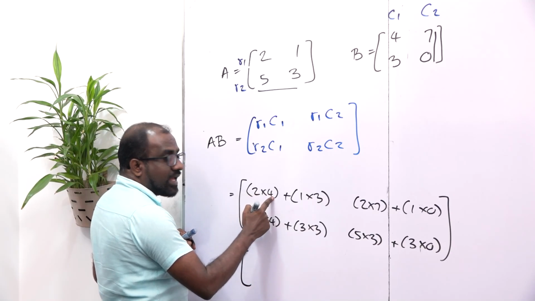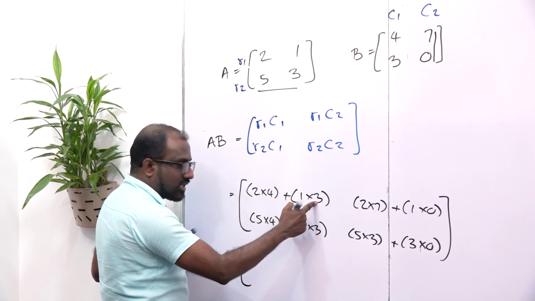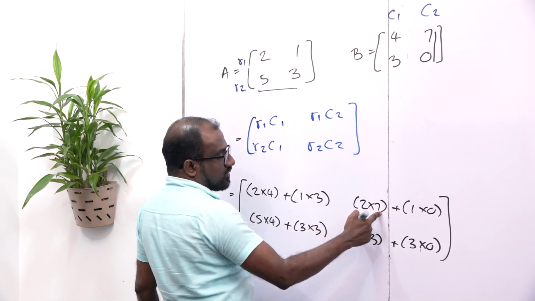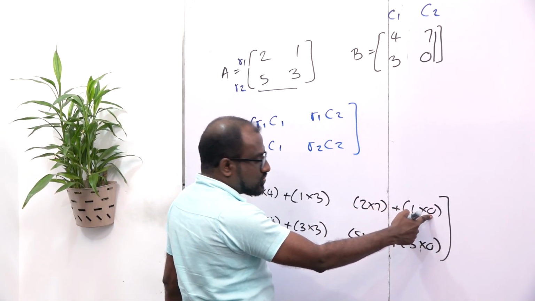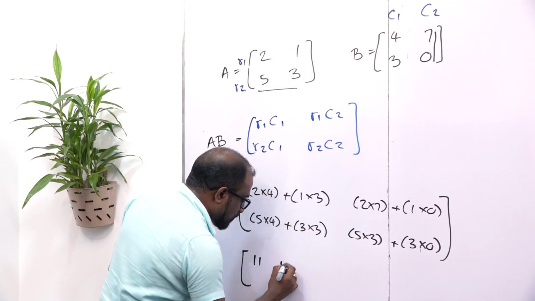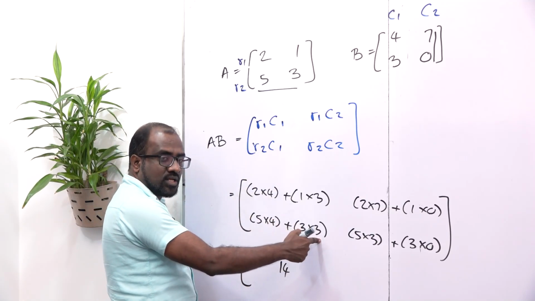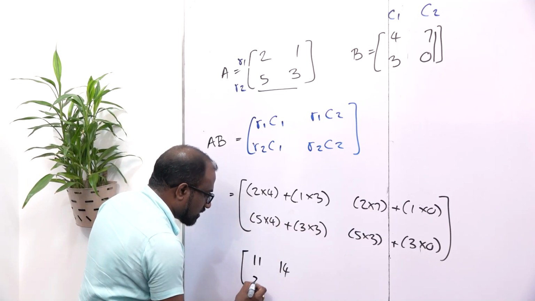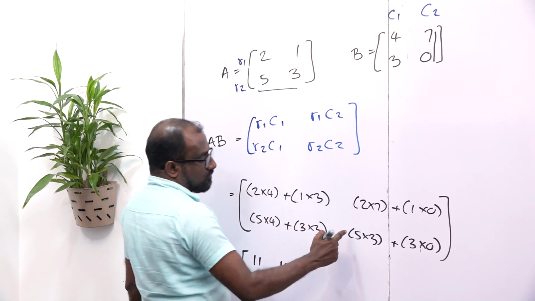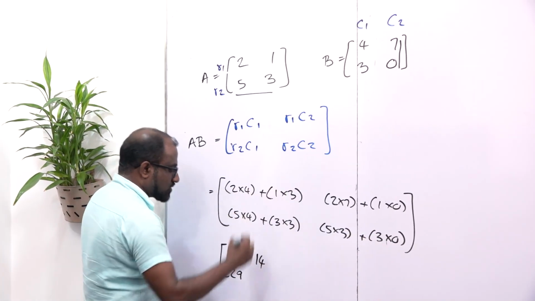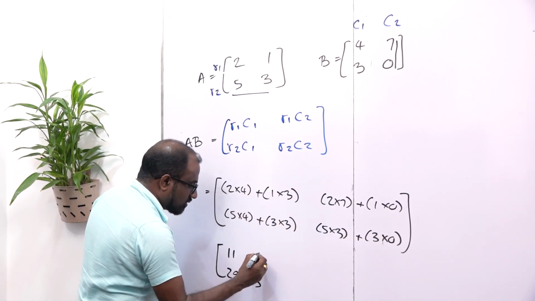Right, so now you can simplify and get the answer. 2 times 4, 8. 1 times 3, 3. 8 plus 3, 11. 2 times 7, 14. 1 times 0, 0. 14 plus 0, that is 14. 5 times 4, 20. 3 times 3, 9. 20 plus 9, that is 29. 5 times 3, 15. 3 times 0, 0. 15 plus 0, that is 15.